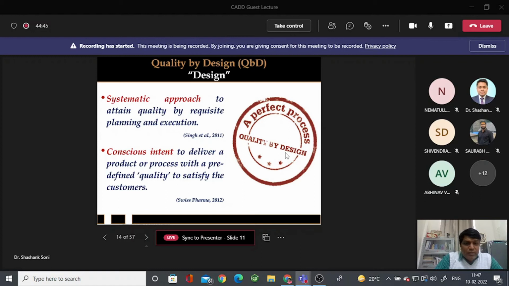Then what is design? What is design basically? It is a systematic approach to attain quality by requisite planning and execution. This statement was given by Professor Bhupender Singh Bhup in 2011 in one of his papers. In consonance with it, Swiss Pharma in 2012 said it is the conscious intent to deliver a product or process with a predefined quality to satisfy the customer.